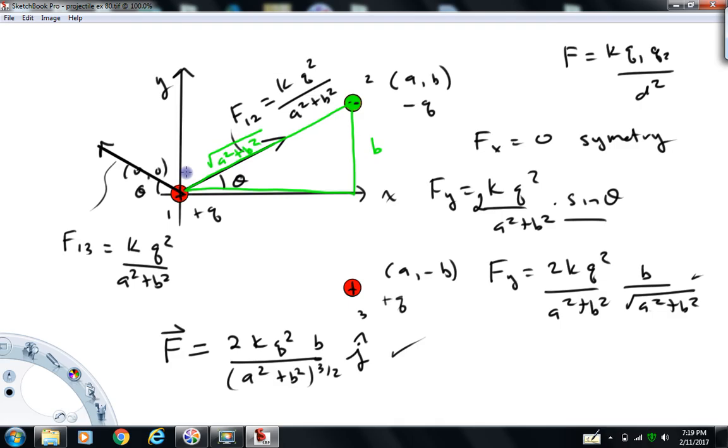And again, I could have also decided to find the net force on charge 3 or 2. I just picked one for the sake of example. I hope that this helps demonstrate how to deal with Coulomb's law and find force vectors.